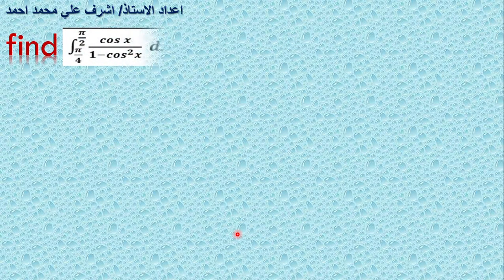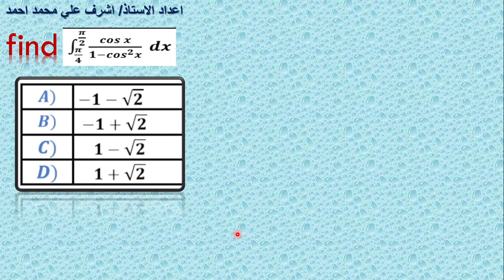Next, question 5. Find the integral from pi over 4 to pi over 2 of cosine x over 1 minus cosine squared x dx. This question, if it is multiple choice, you can use the calculator directly, but you have to take care that the mode has to be radian, not degree, because we have pi over 4. Okay guys, you have to take care.